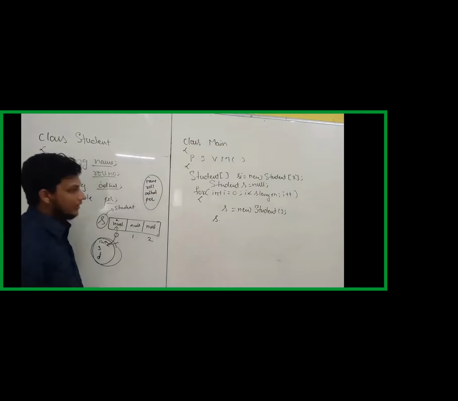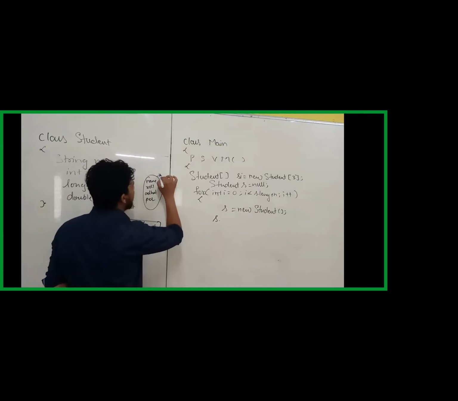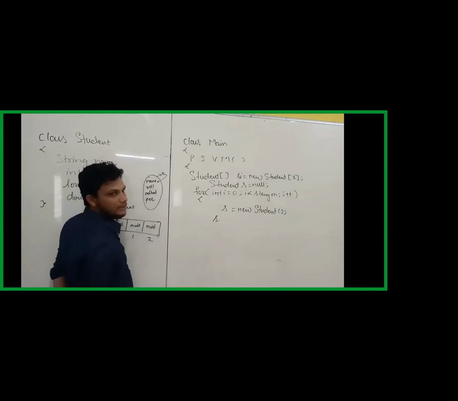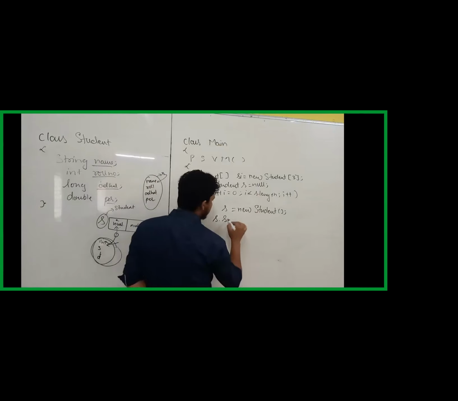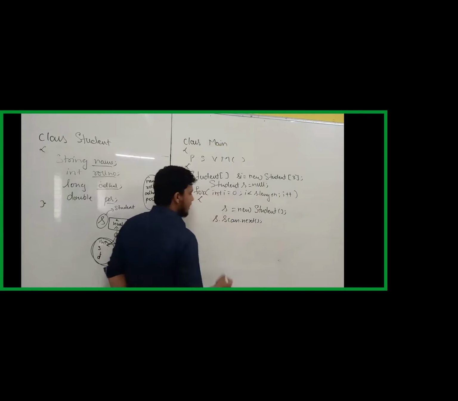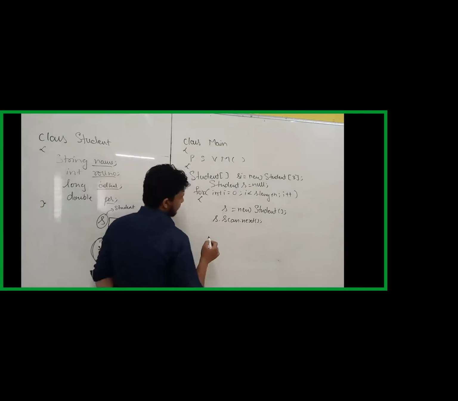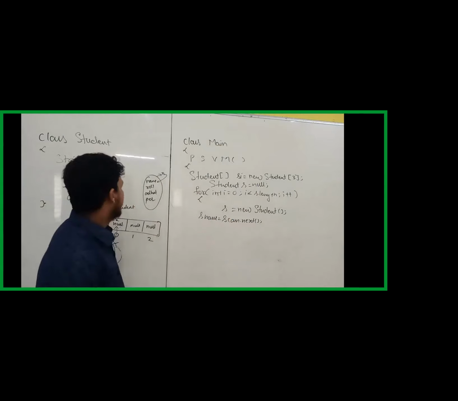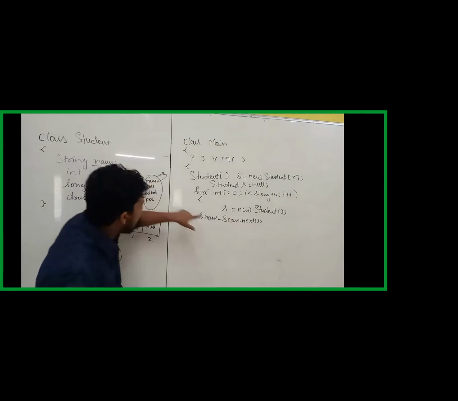Now this object's name is "ys." I'm telling ys, go and store the name inside this one. I'll write ys.name is equal to scan.next. Make ys hold the name and store the string value.